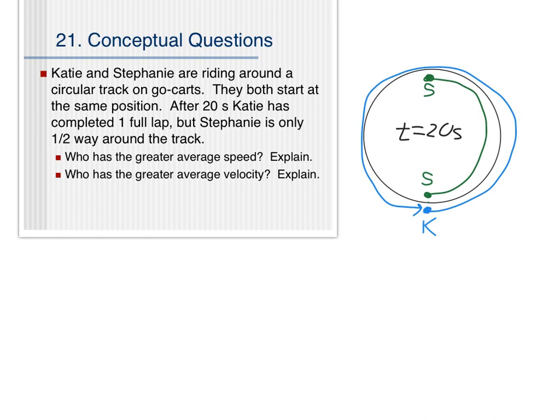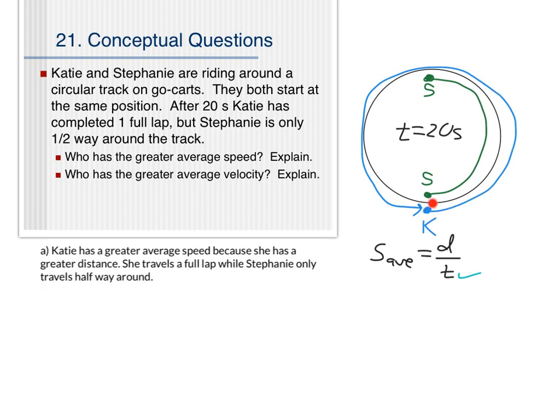Thinking about average speed, we know that average speed is going to be given by the equation distance over time, d over t. They both have the same time here of 20 seconds. That doesn't really matter. So the question really is who travels a greater distance? That, of course, is going to be Katie, because Katie manages to go all the way around the track. That's a greater distance than Stephanie, who only goes halfway around the track.